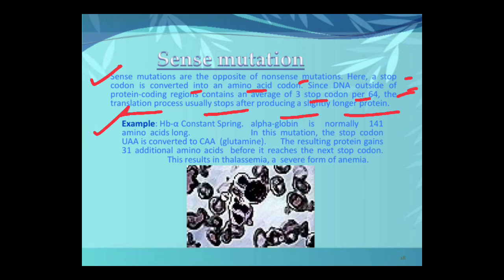For example, hemoglobin alpha Constant Spring. Alpha globin is normally 141 amino acids long. In this mutation, the stop codon UAA is converted to CAA, that is glutamine. The resulting protein gains 31 additional amino acids before it reaches the next stop codon. This results in thalassemia, a severe form of anemia. I think you all are aware of the term thalassemia.